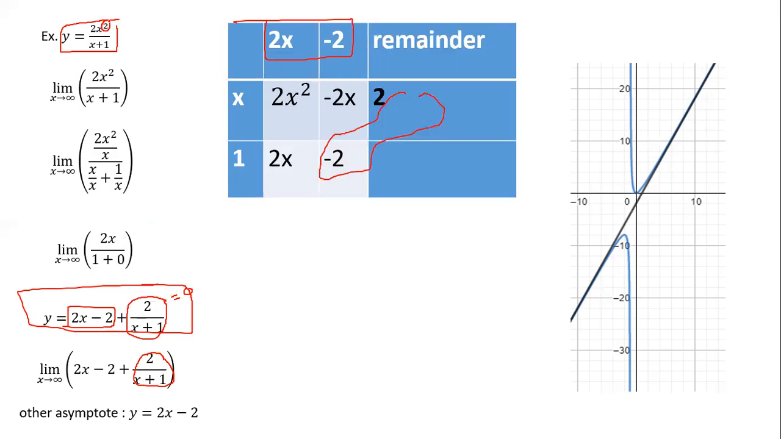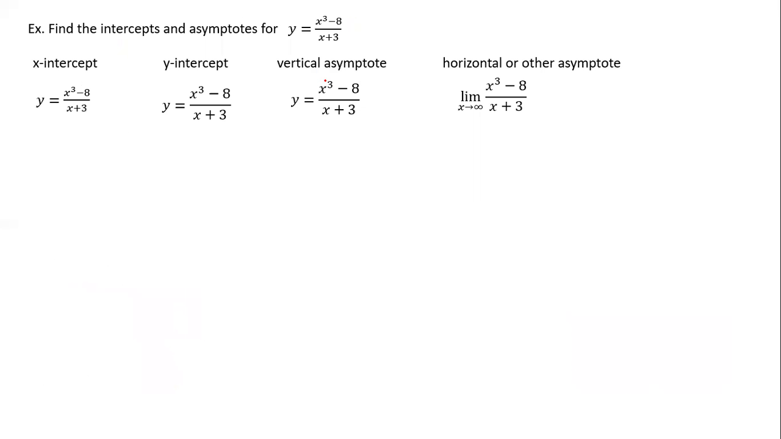So how are you going to recognize to do this? Check out that exponent compared to this one. If the one in the top is bigger or equal to the one in the bottom, you're going to have to do this. So let's go through an entire question. Find the intercepts and asymptotes for y equals x cubed minus 8 over x plus 3.